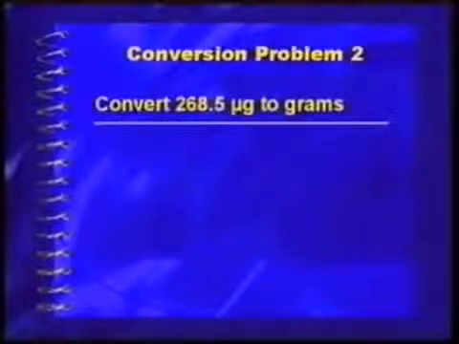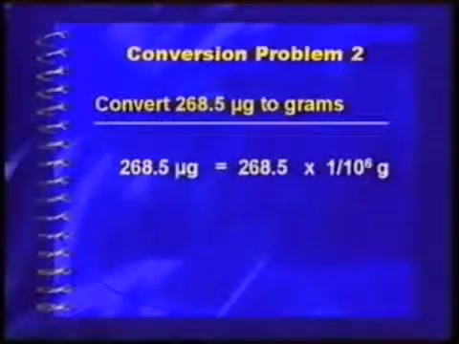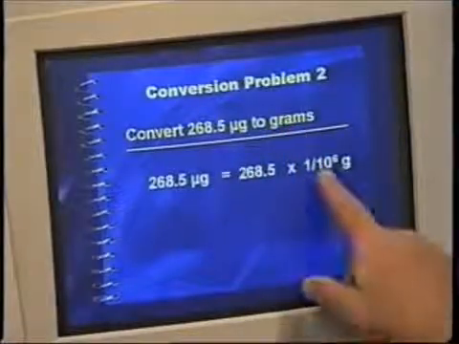Problem 2, a little bit more difficult. That's the way it normally will go. We start with an easy problem and then get into the more difficult problems. Problem 2, convert 268.5 micrograms to grams. Now, a microgram is 1/1,000,000th of a gram. So we're going to get a number with a lot of zeros in front, because we're going to get a very small number. Here we go.